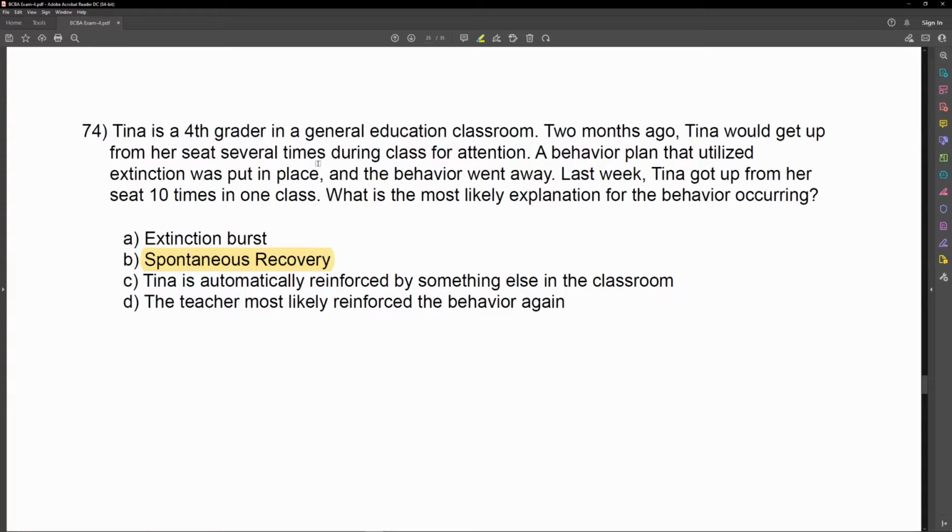Only use the information they give you in the question. Every question will give you enough information to answer the question. Don't add any of your own information. So C, we can't say for sure. And then D, the teacher most likely reinforced the behavior again. Again, we don't know, right? By all indications, the behavior plan was implemented correctly and the teacher did not do this. The only clear explanation based on our information given is B, spontaneous recovery.